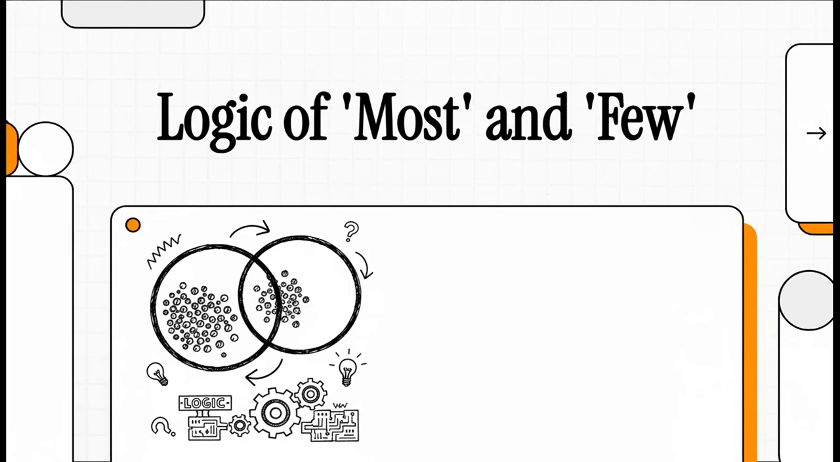All right, let's just jump right in. Have you ever really thought about common words like most or few? You might think they're just vague, but it turns out they're not. They actually follow this hidden, incredibly powerful logic that shapes how we all think and talk. Today, we're going to pull back the curtain on that logic.